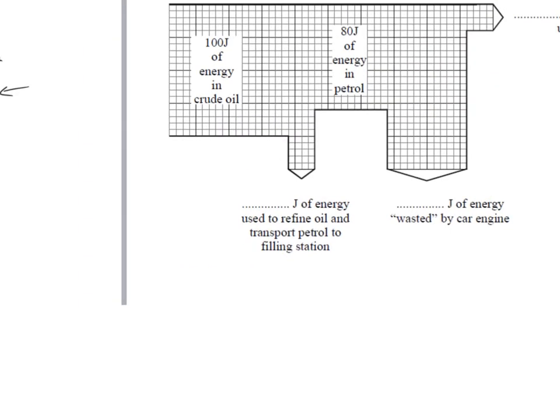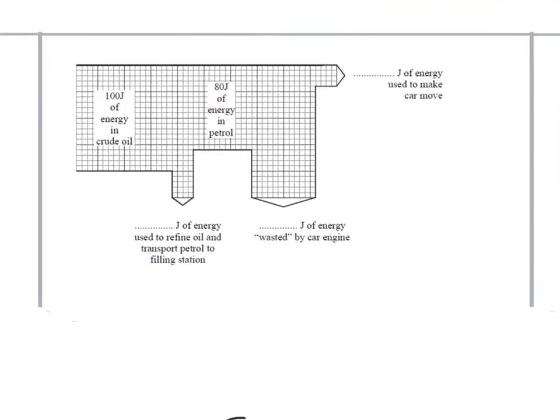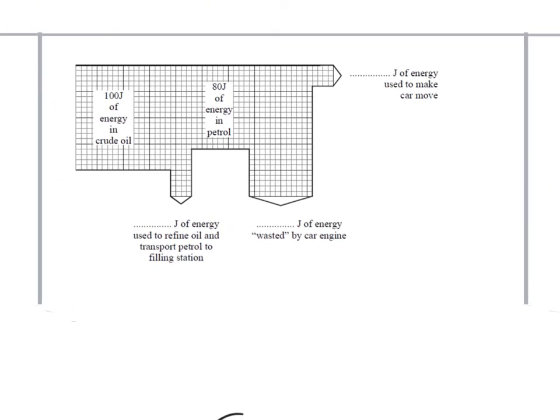Of course, the other diagram you need to be familiar with is a Sankey diagram, so we can actually use this and talk about efficiency at the same time. Now, the main features of a Sankey diagram are that, first of all, you need labels, which tell you the type of energy or the store, and also the amount in joules.